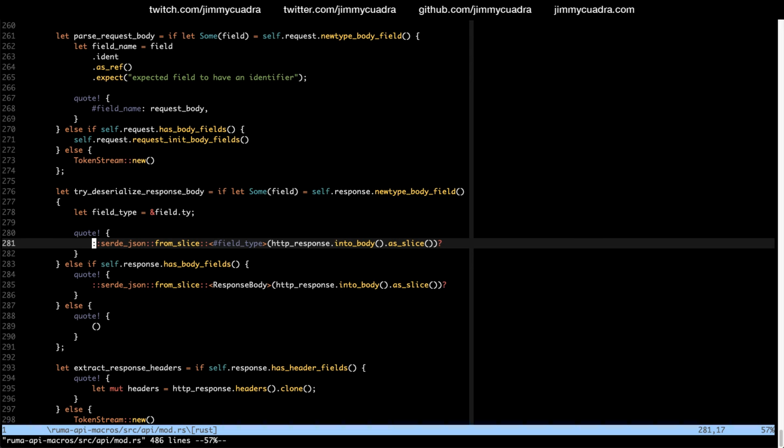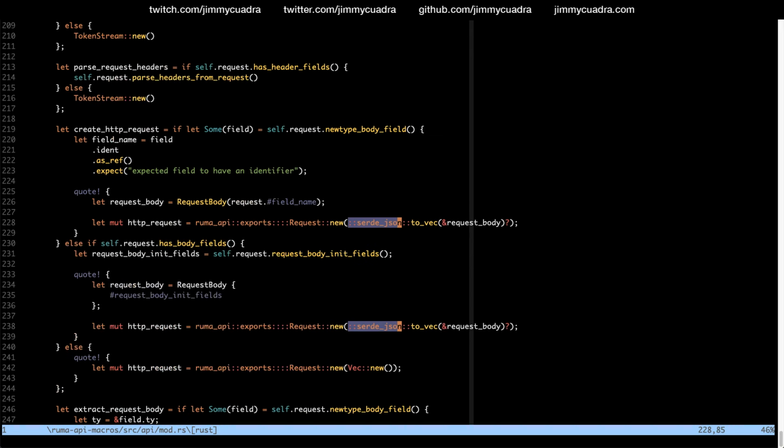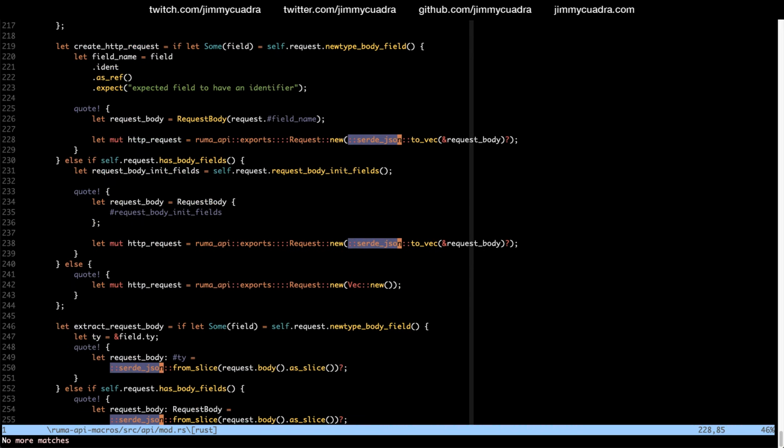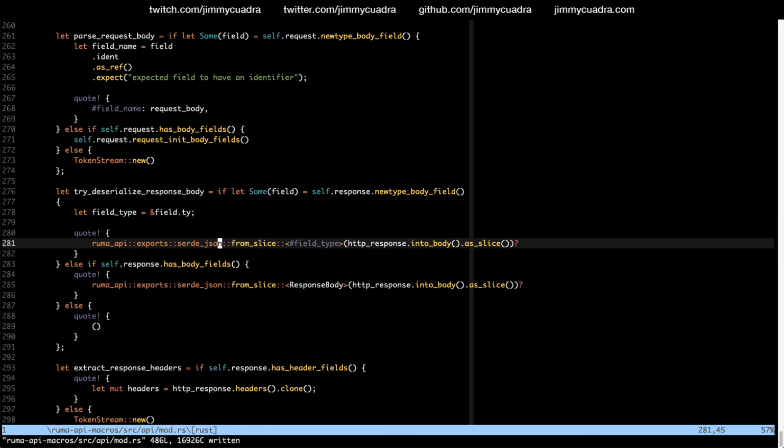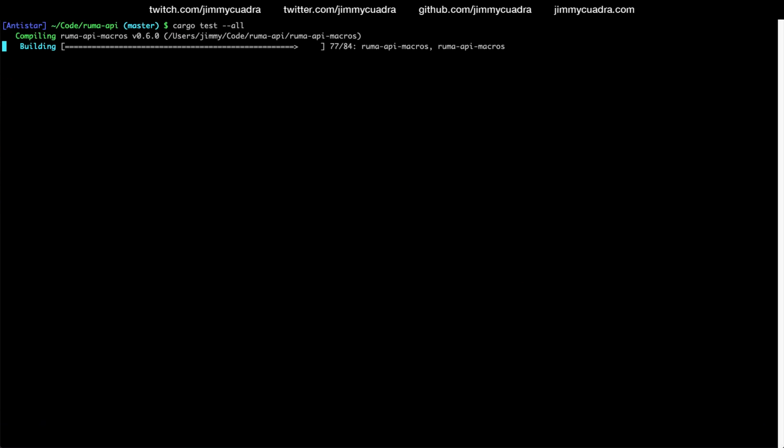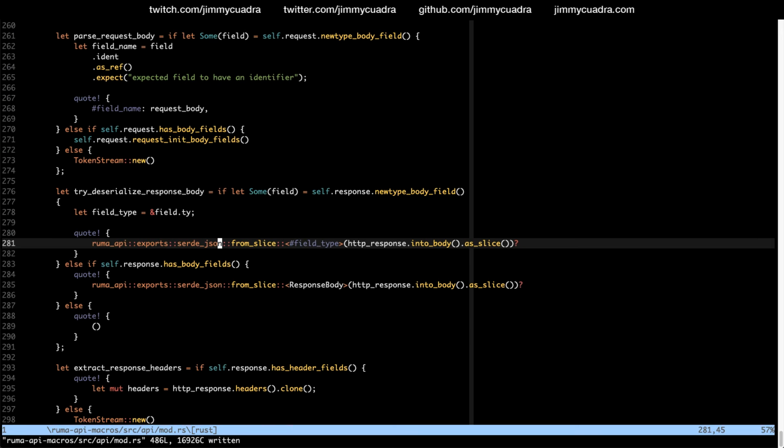And anytime we see this... Oh, there's quite a few of those. So we're going to replace these with Ruma API exports Serde JSON. Okay. I don't think that's what it was complaining about, but let's try it anyway. Yeah, same thing.